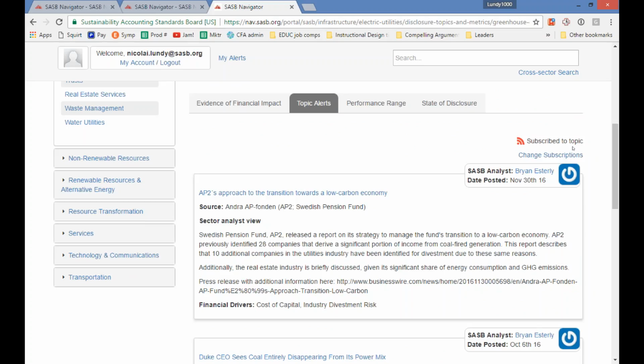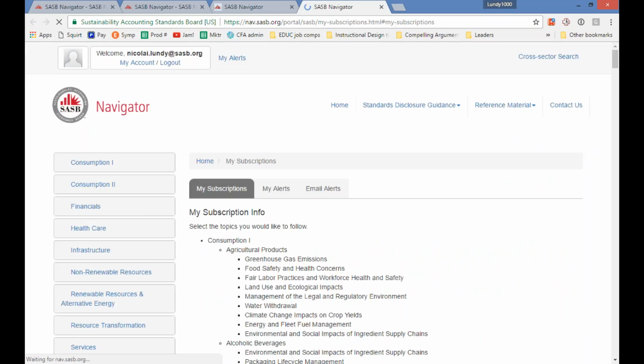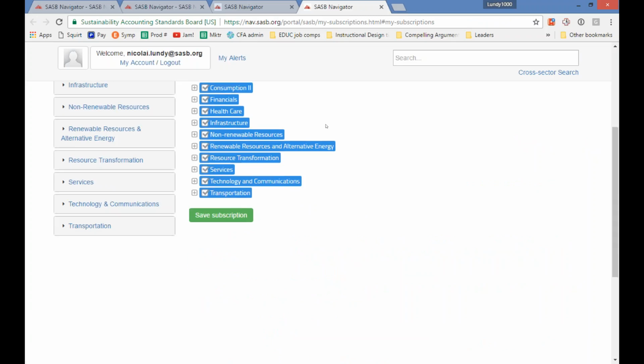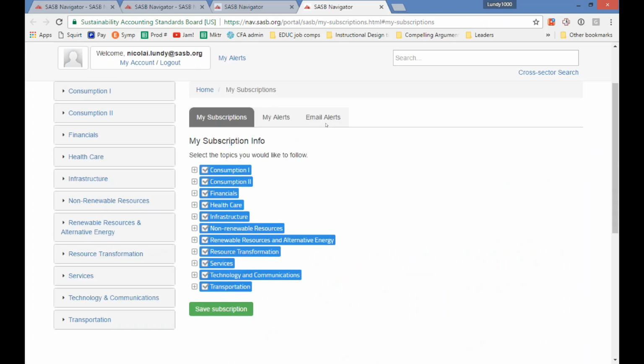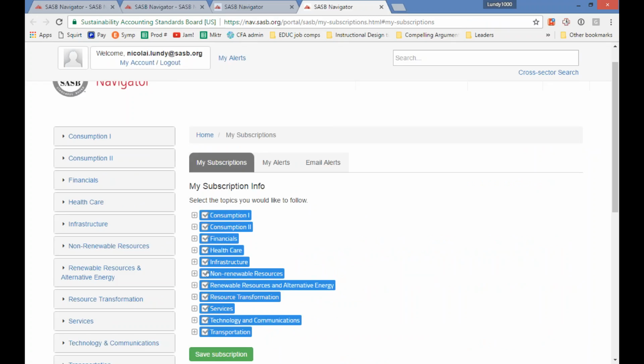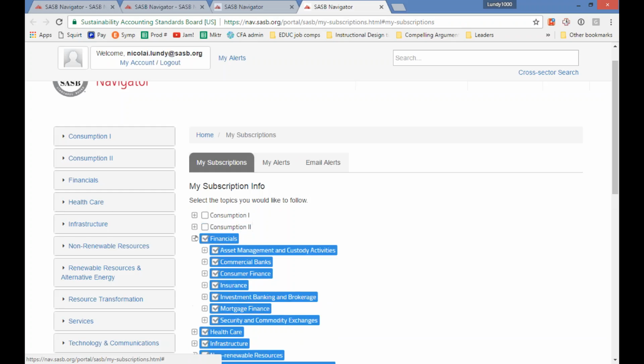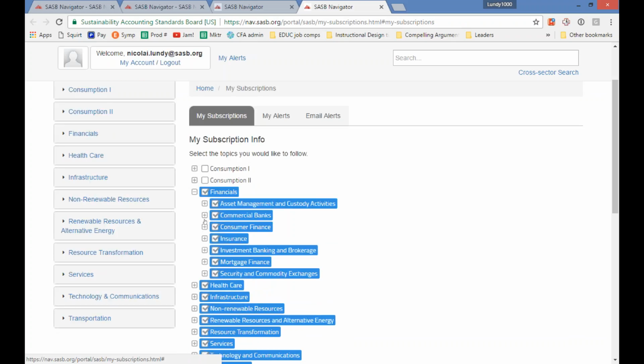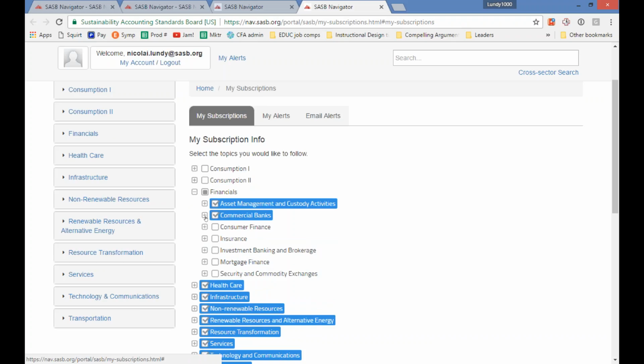Now there's a pro tip here. We have some people who are trying to stay on top of this news with as little effort as possible, and they have very specific industries or topics that they're trying to follow. So if you click this Change Subscriptions, it allows you to tailor the topic alerts to whatever you want. In this case, I just have all the industries selected, but let's say you only care about a few industries. Let's say you're looking at the financials industry, you want to look at the asset management companies, you want to look at commercial banks, you're not as concerned about others.